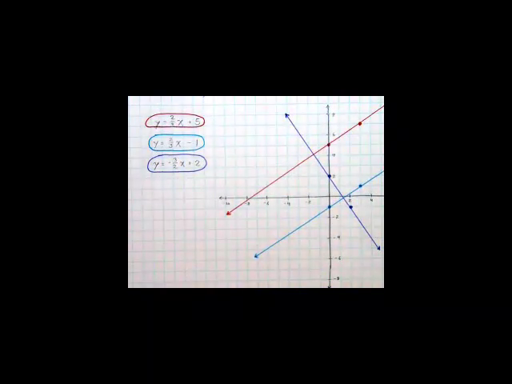So what do you suppose is true about that purple line that we just made? Yeah, Nolan? It's perpendicular to the other two. Correct. So we have just now made a couple of parallel lines and a perpendicular line with the other two.